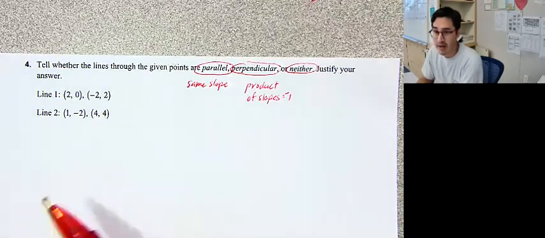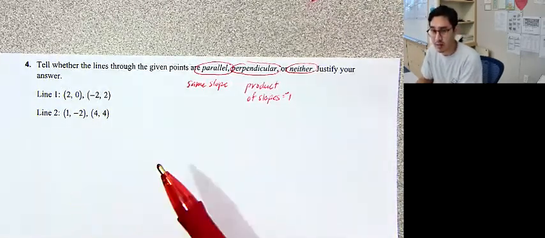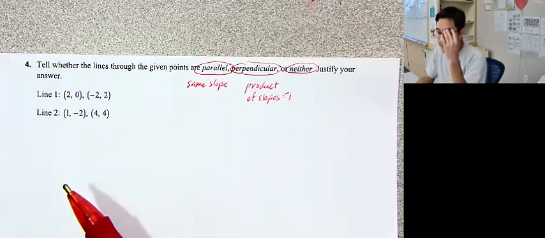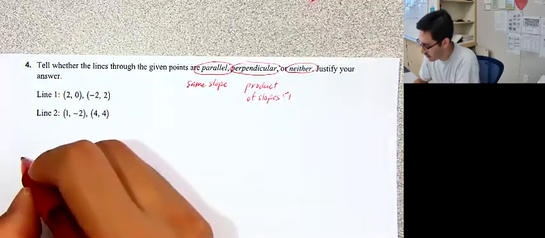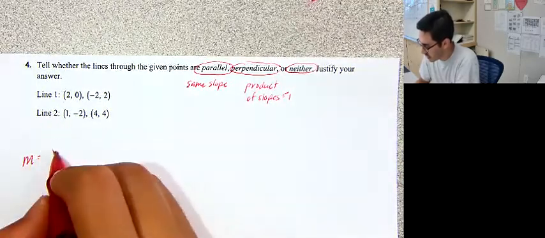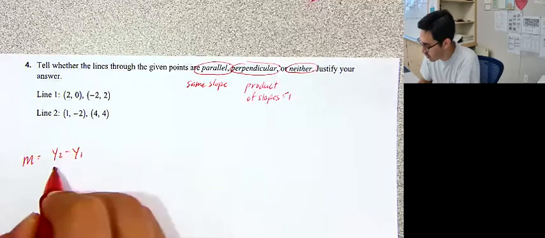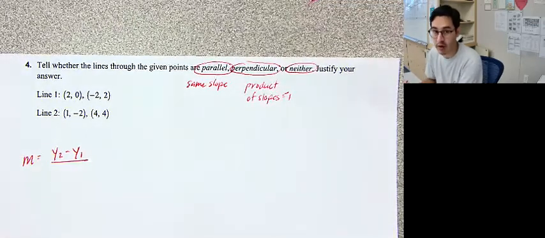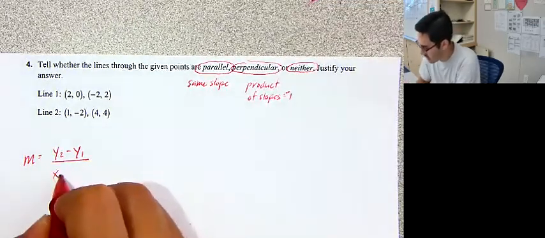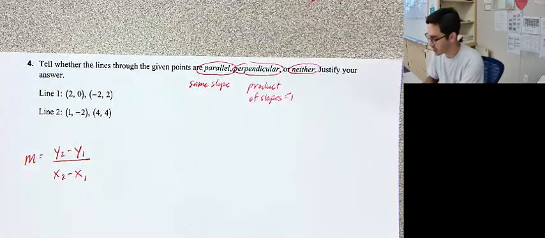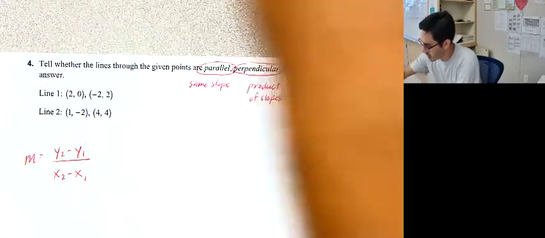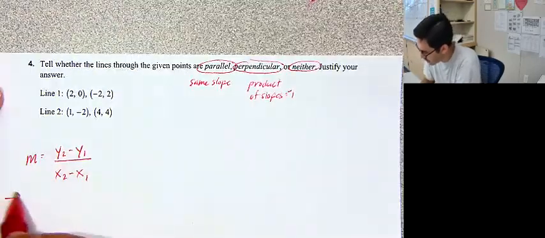All right, so we don't have any pictures to go off of like in the last problem. So we're going to have to calculate the slope using the slope formula. The formula for the slope is y2 minus y1, the difference in the y coordinates, divided by x2 minus x1, the difference in the x coordinates. Let's go ahead and label. So that's our formula.